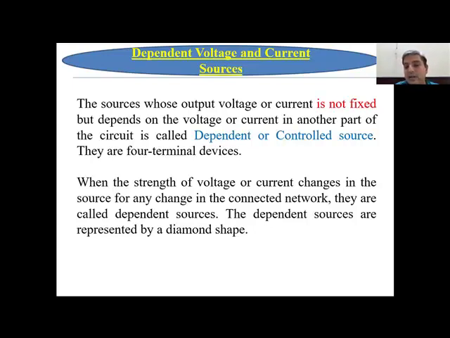These are the dependent voltage and current controlled sources, meaning their value, either voltage or current, changes according to the change in the connected circuit. Yes, because these values depend on any other connected network value, either voltage across any resistor or current flowing through any component. Means these are the dependent sources. And one of the most important things is that dependent sources are represented by a diamond shape. If it is a voltage source, a plus minus sign will be there. If it is a current source, then an arrow will be there.